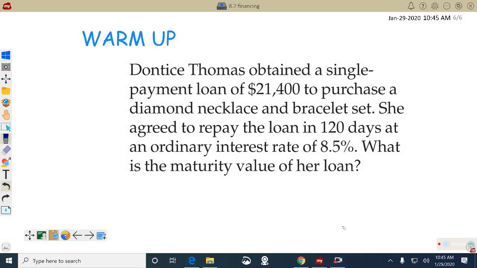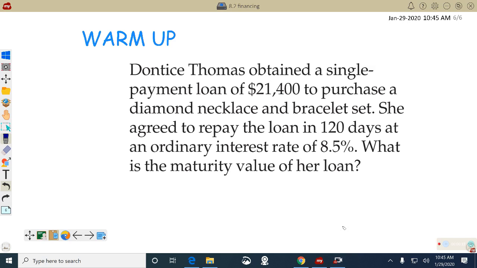Class, I'm at a WASC meeting right now, so I want you to copy down this warm-up and then the notes after this warm-up before I get back. In other words, if you don't have this down by the time I get back from my meeting, which is in about a half hour, you're going to lose your R stamp.